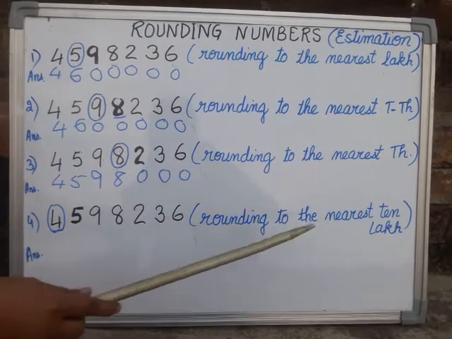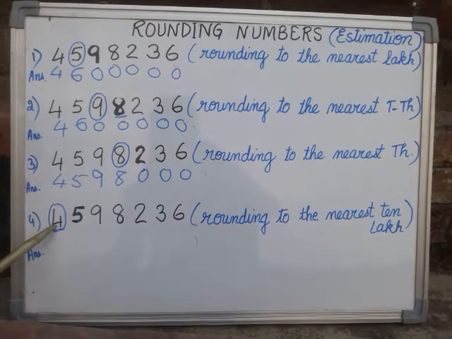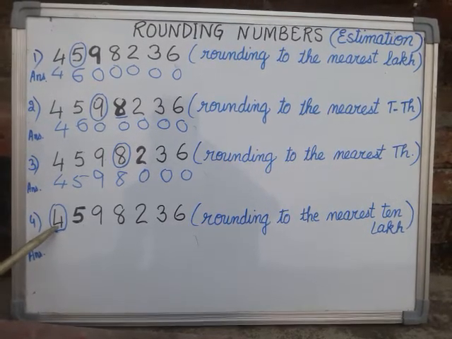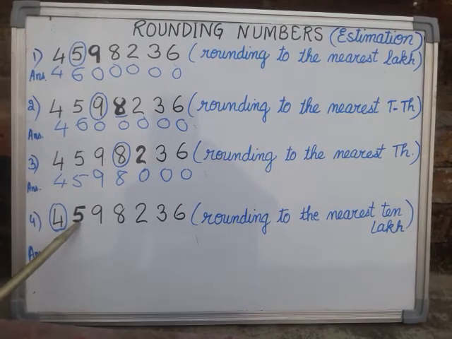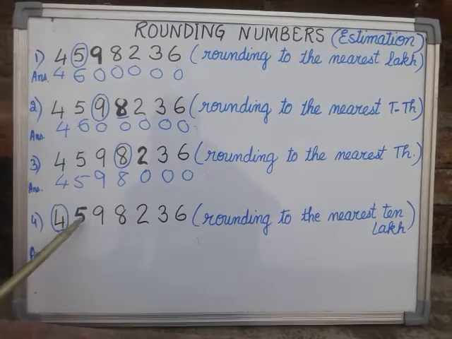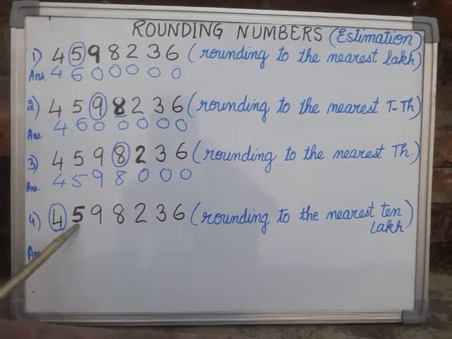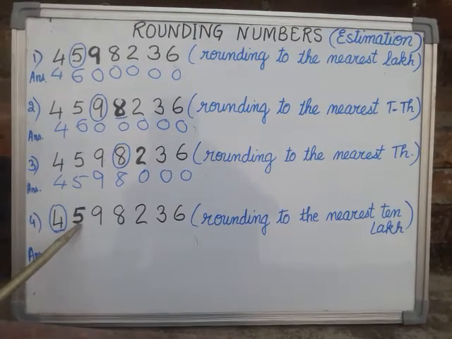Last example, children. Now 45,98,236 is rounded to the nearest 10 lakh. So the required place is 10 lakh. And consider the next right side digit. Is it 5, more than 5, less than 5? Check it first. Yes, it is 5. So if it is 5, children, what was the rule?